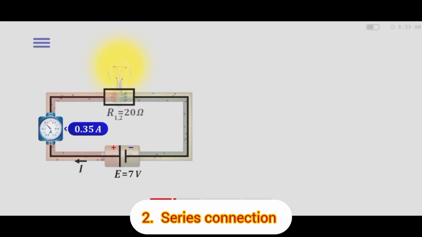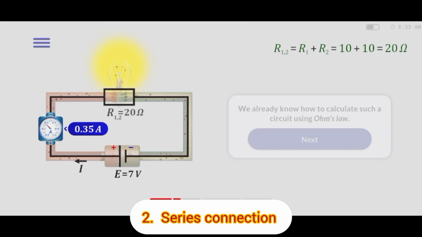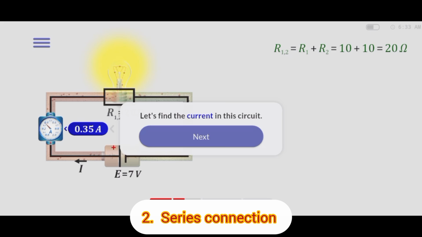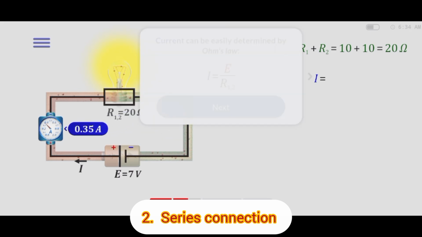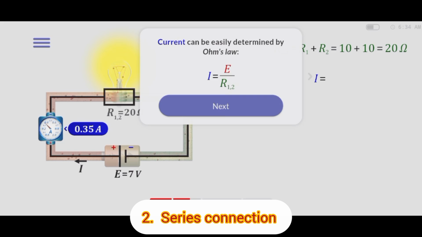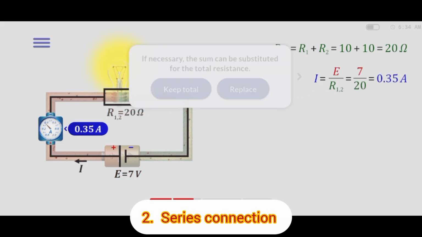Both resistances limit the current, so they can be combined into a total resistance. Let's denote the total resistance using indices of individual elements. Now we can simply calculate the total resistance. We already know how to calculate such a circuit using Ohm's law.